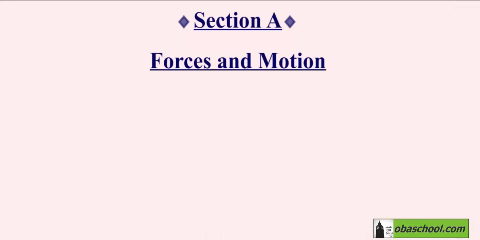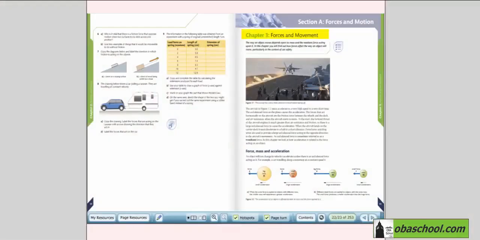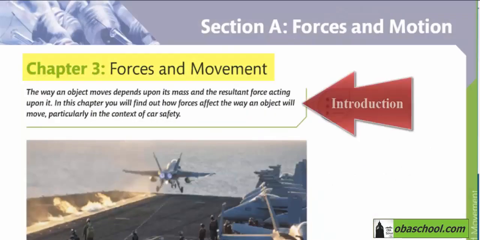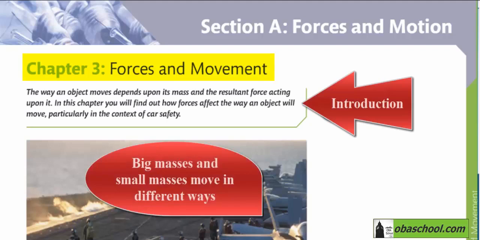Now let's start with chapter 3 in the first section of the book. The chapter is titled Forces and Movement. In the introduction, it says, "The way an object moves depends upon its mass and the resultant force acting upon it, because big masses and small masses move in different ways.